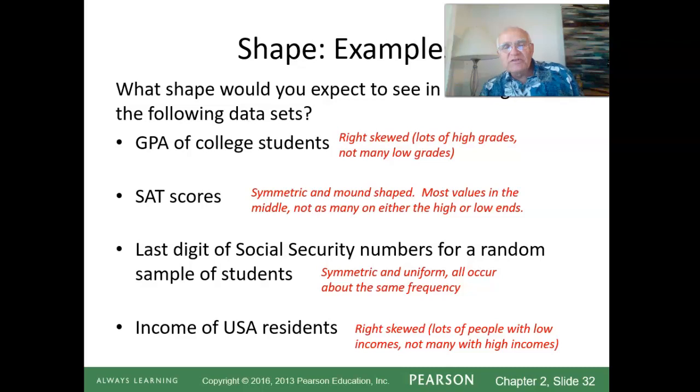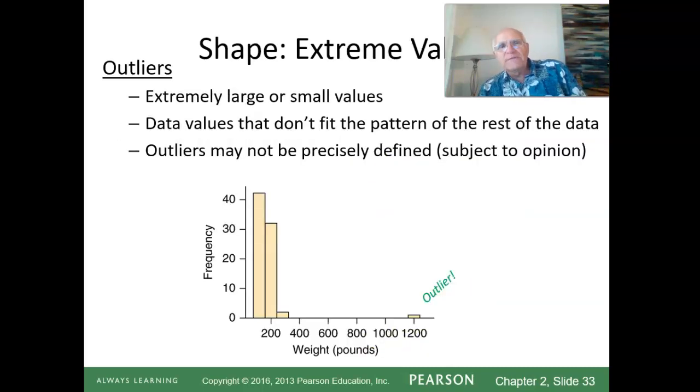And income of USA residents, again, skewed right, that there's a long tail on the high side. You put Bill Gates in there with everybody else, or Jeff Bezos, the owner of Amazon, their numbers are really big, so you've got a long tail on the high side. Obviously you can't go below 0, so you've got a short tail on the low side, so that distribution, you'd expect it to be skewed right.